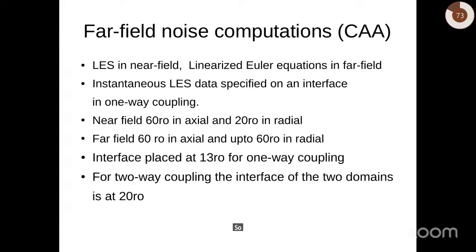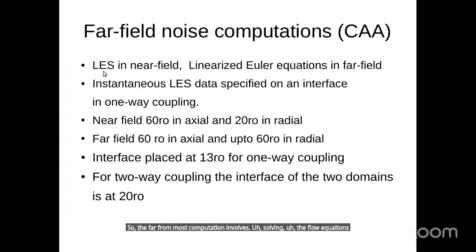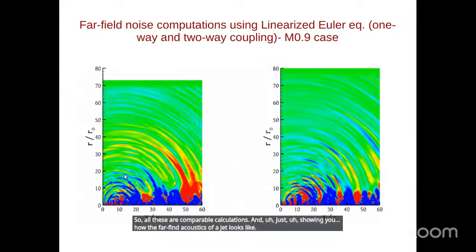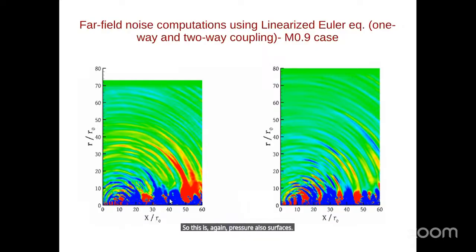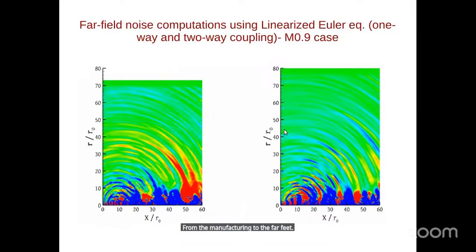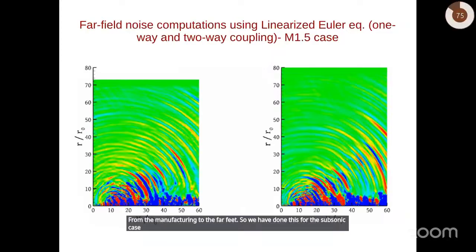The far field noise computation involves solving the flow equations as an LES in the near field, and then using linearized Euler equations in the far field. All these are compressible calculations, and I'm just showing you how the far field acoustics of a jet looks. This is again pressure isosurfaces. This is the near field, and this is how the acoustic waves propagate from the near field into the far field. We have done this for the subsonic case as well as the supersonic case, and we are about to submit a paper on this.